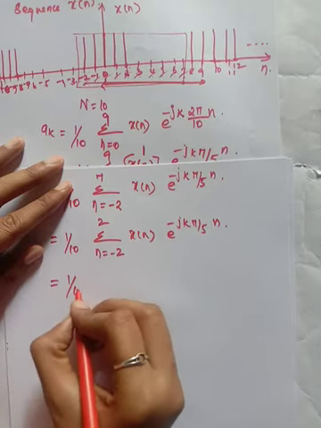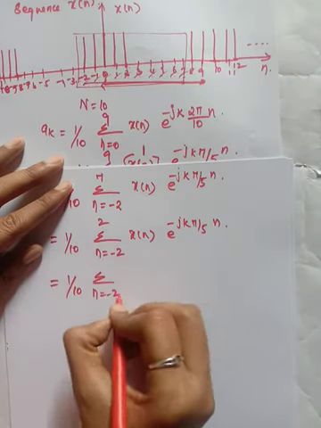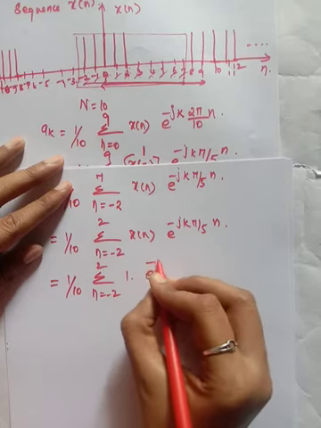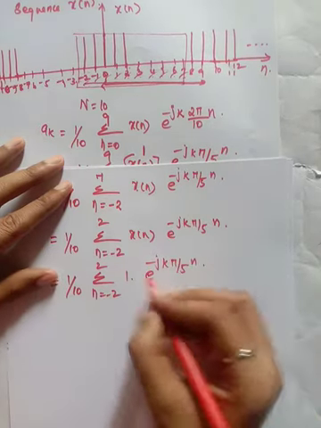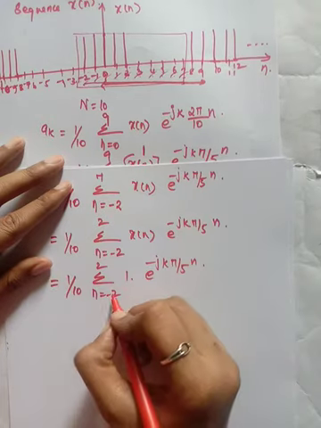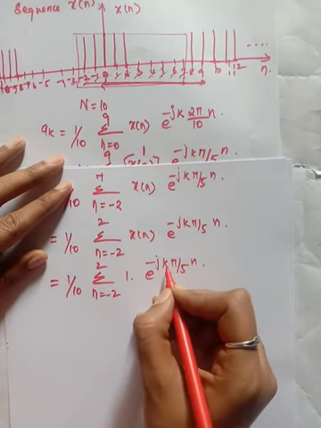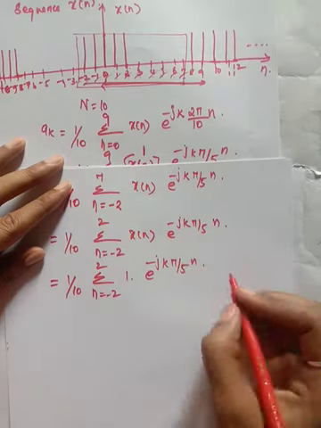So (1/10) summation n = -2 to 2 of x[n] is 1, e^(-jkπn/5). Now I am going to simplify this. Either I can simplify by substituting different values of n, or I can use a formula.